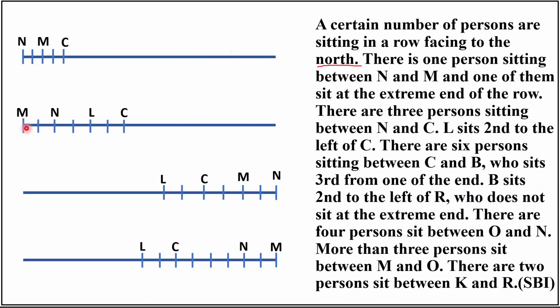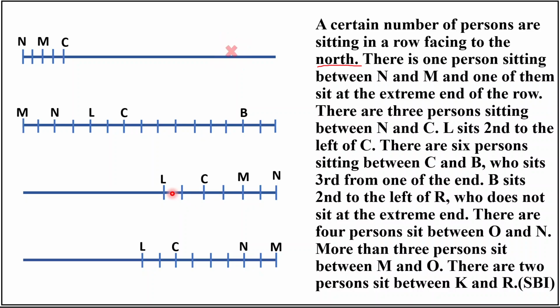See, if we consider from the left hand we cannot place B here because from the left hand the third position is already occupied by N. So we'll place B third from the right hand in case number 2. And between C and B there are 6 people. So we have also placed 6 people here.